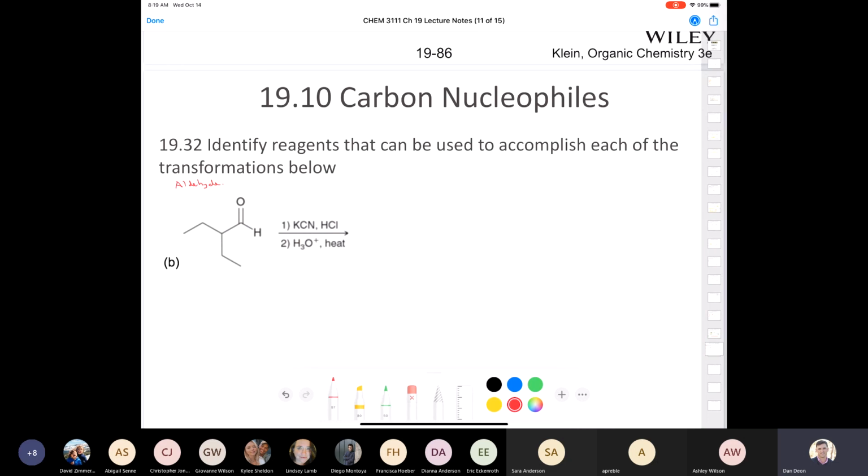Could anybody tell me what kind of functional group we end up with when we take an aldehyde or a ketone and we treat it with KCN and HCl? It's got a particular name, starts with the letter C. Yeah, thanks, Sean. Exactly. It's a cyanohydrin. Absolutely. So this is a cyanohydrin formation.